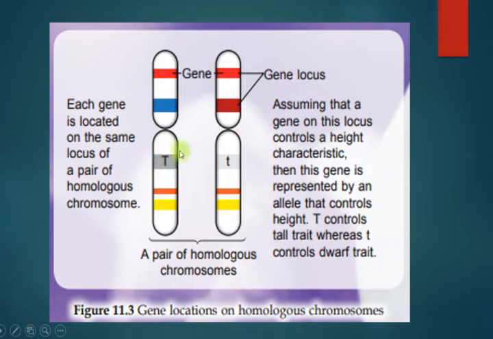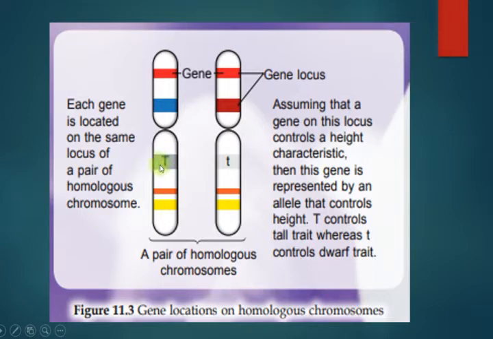So we assume that the gene on this locus is a height characteristic. The capital letter T, or big T, represents the tall trait, and the small t controls the dwarf trait. So this is what we call the allele.